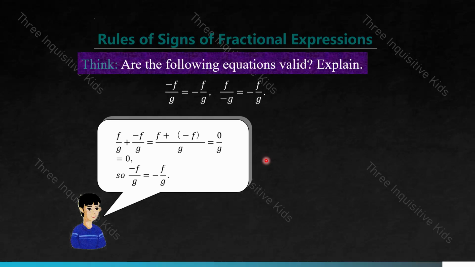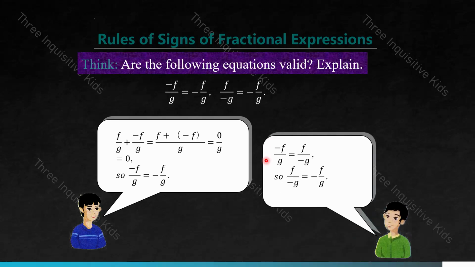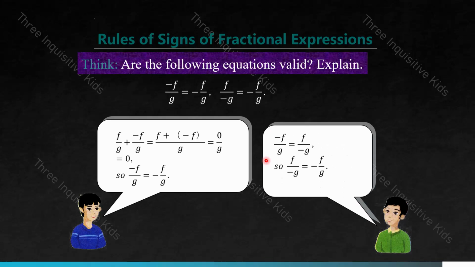Well, here's how one kid explained it. f plus g plus negative f over g is equal to f plus negative f over g, which is equal to 0g, which is equal to 0. So negative f over g is equal to negative f over g. The next one, negative f over g is equal to f over negative g. So f over negative g is equal to negative f over g.